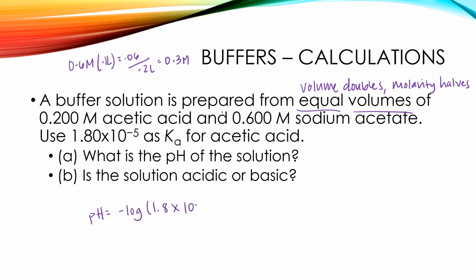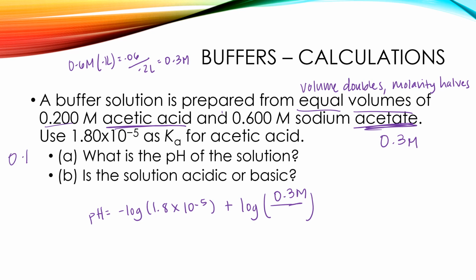pKa. Now my base is the acetate, so I got to take half of this, so 0.3, over my acid, I'm going to take half of that, which is 0.1. And I get 5.22, which is, of course, acidic.